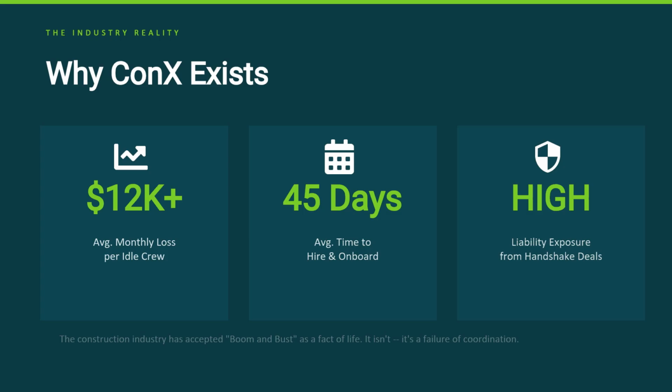This slide shows why ConX was built. The construction industry loses massive amounts of money to coordination failures. The average contractor loses over $12,000 per month per idle crew. That's skilled labor sitting around or being sent home, a direct hit to your margins. Hiring takes an average of 45 days to find, vet, and onboard a new worker. By then, the project schedule is already blown.